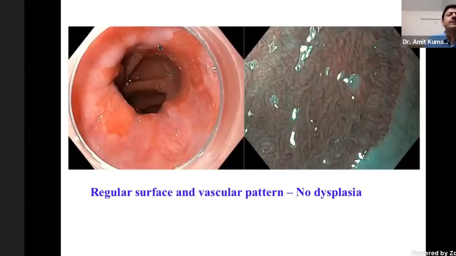This is one of our patients with Barrett's. Now in this area, this is the white light where you can't make out the details. But when you do NBI, you can see the surface and the vascular pattern, which is quite regular. So there's no dysplasia in this particular case.